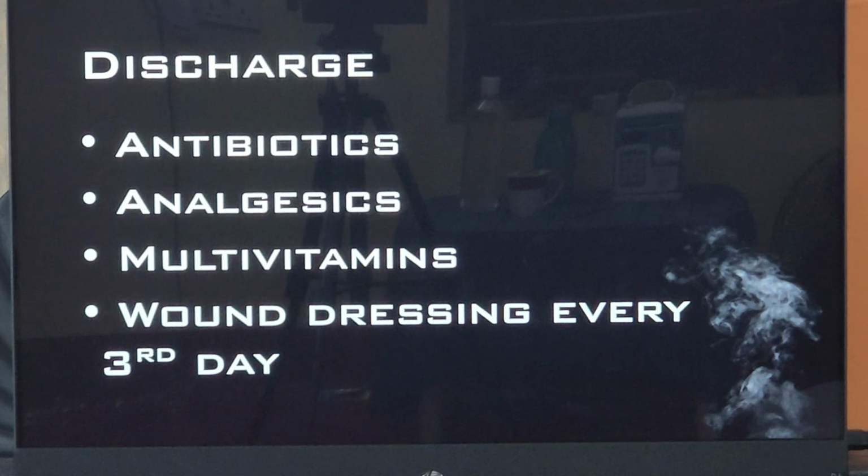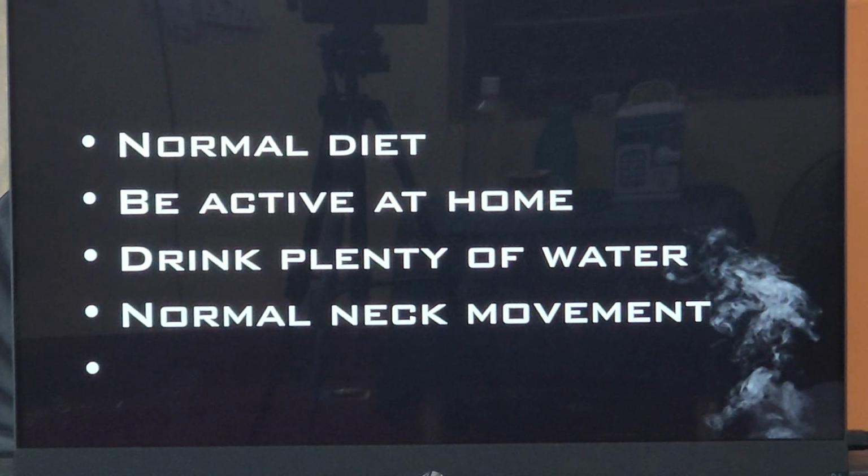The patient will be discharged with a course of antibiotics, painkillers for a few days, and along with multivitamins, with advice on wound dressing, which will be going on for a few days, every 3rd day. So the first review with the main surgeon will be on the 7th day.